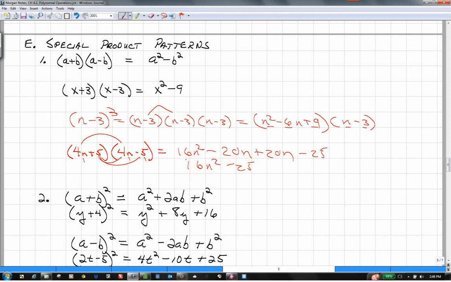So we've actually already had that kind of a problem. For some reason, your book puts it again in here as a special pattern. So there it is, special pattern. We're done.